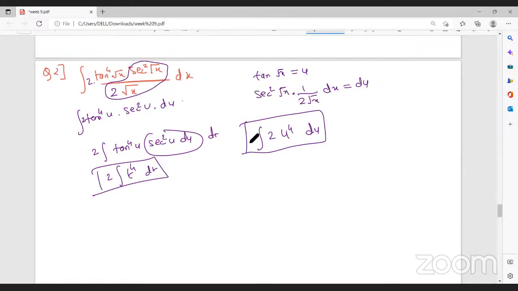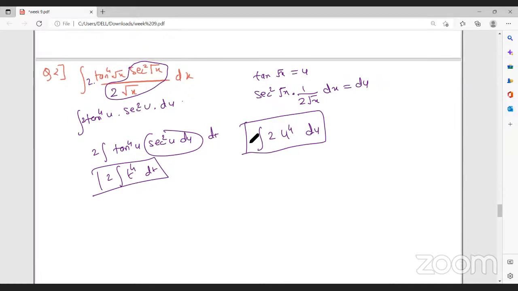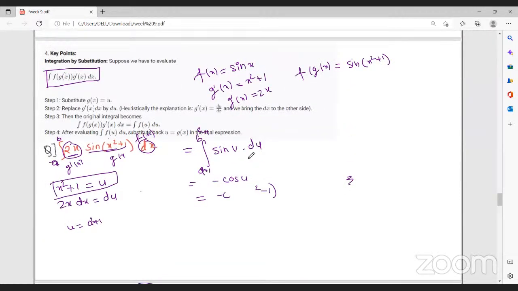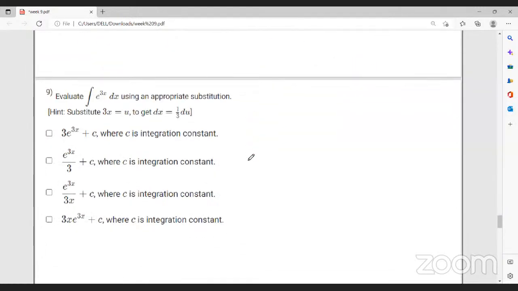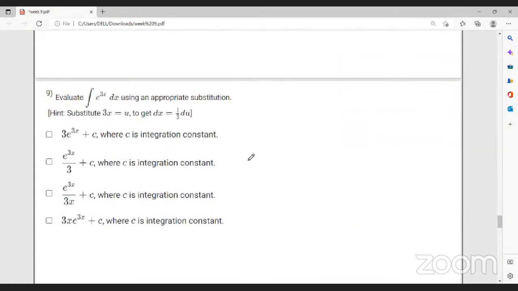So you have to observe which substitution I have to make. If I put tan root x equals u, whether I have the sec square root x derivative there or not, that we have to see. By practicing more, you will be able to understand which substitution we have to use. So this is one question from solve with us, these two questions.